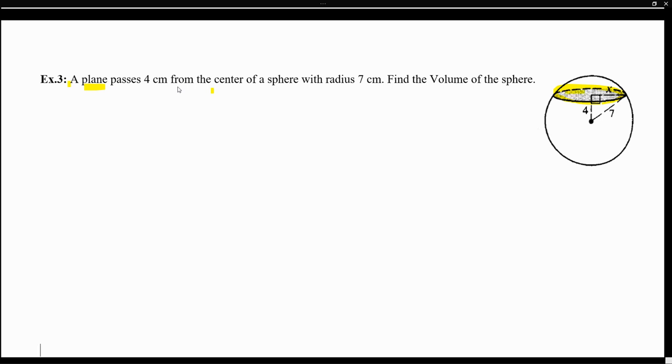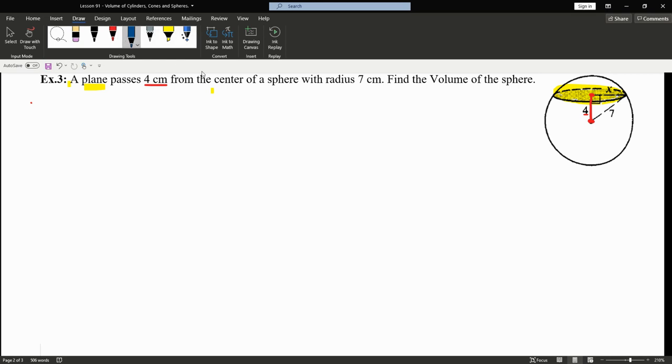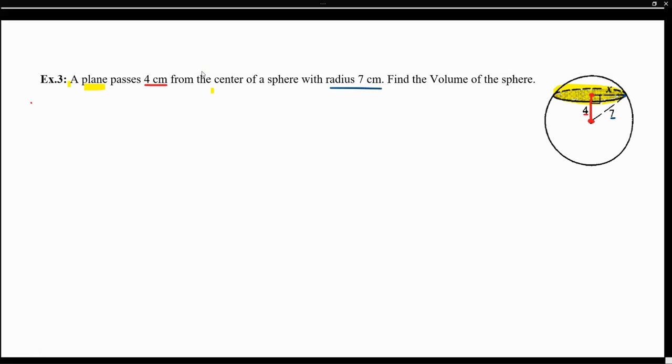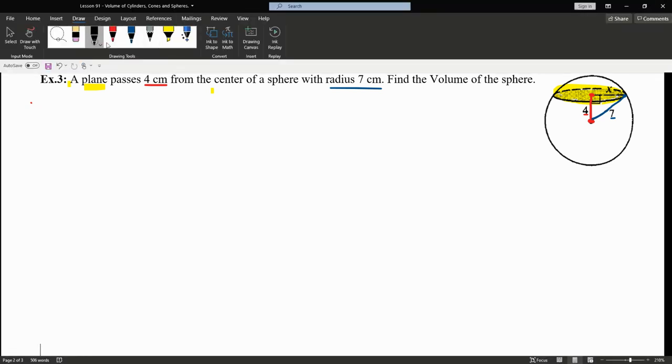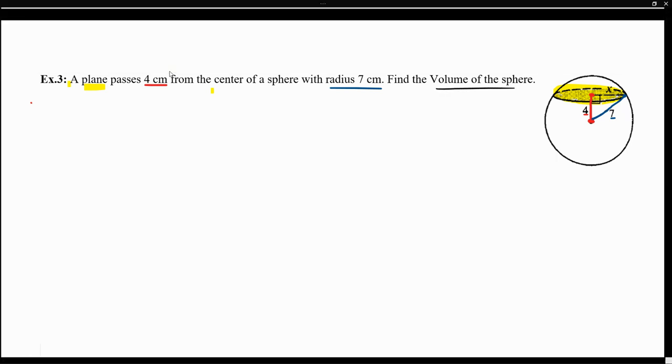And what we know about this so-called plane is that it is 4 centimeters from the center of the sphere. So here we have the center, and if we measure this distance from the center of the sphere to this plane, that's 4 centimeters. And the radius of this sphere is exactly 7 centimeters here. And our objective with all this information is to find the volume of the sphere.